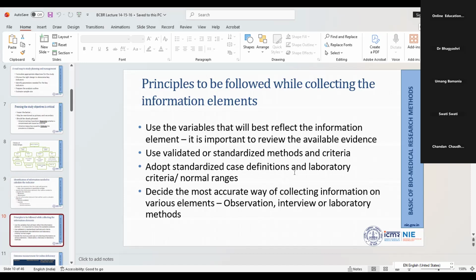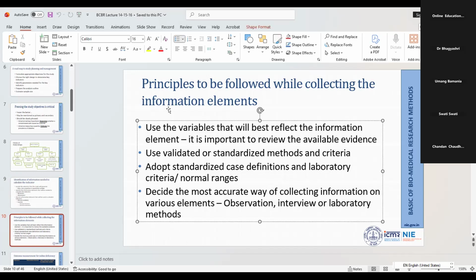For example, using a standardized case definition. If we are going to take the cases of pneumonia, first we have to describe what actually pneumonia is, the clear definition of pneumonia, or some lab confirmation criteria. For example, anemia. If we are going to do a study about anemia, then what actually anemia is, we have to define first in our study, that a hemoglobin level below this level will be considered as anemia. So that is important.